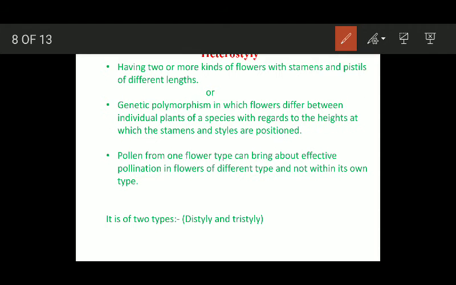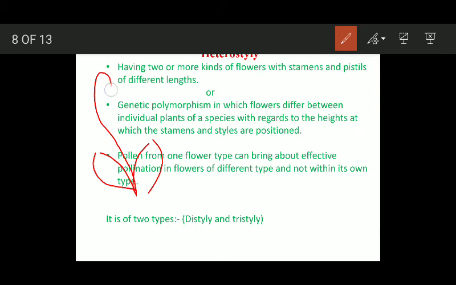Now it has been found that in heterostylous species, the pollen from one flower type can bring about effective pollination in flowers of a different type and not within its own type. यहाँ पे आप देख लीजिए, तो आपके पास दो तरह के इंडिविजुअल्स हैं. One group of individuals shows one type of flower and another group of individuals shows another type of flower. For example, these two flower types are like this.